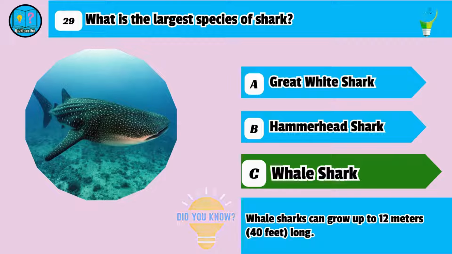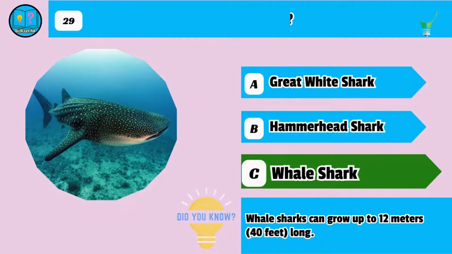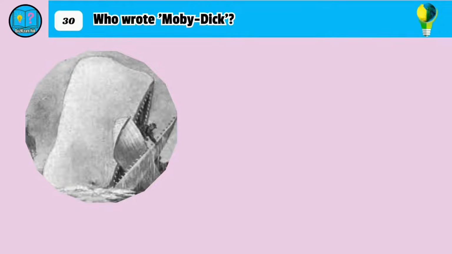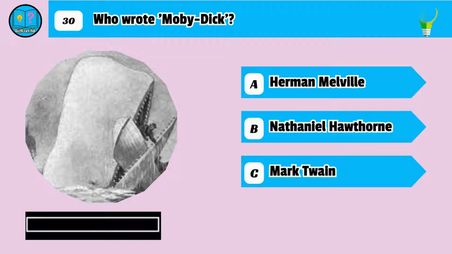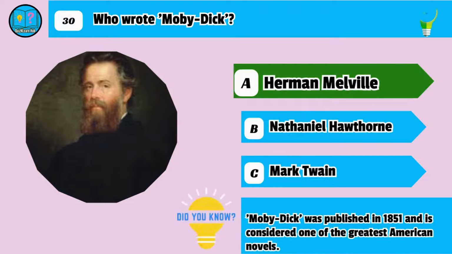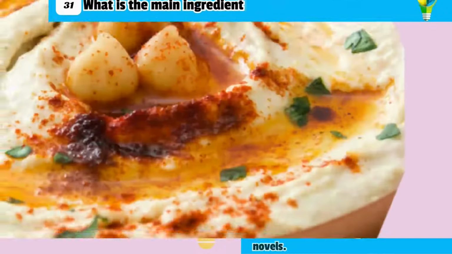Whale sharks can grow up to 12 meters, 40 feet, long. 30. Who wrote Moby Dick? Herman Melville, Nathaniel Hawthorne, Mark Twain. Herman Melville. Moby Dick was published in 1851 and is considered one of the greatest American novels.